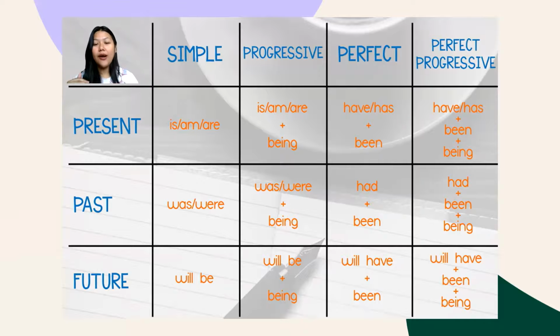Progressive is "to be" plus being, and if we're moving to the past, was or were plus being, future will be plus being. Perfect: present, have or has plus been, past had plus been, and future will have plus been. Perfect progressive, have or has plus been plus being. The perfect progressive for the past, had plus been plus being. And for the perfect progressive for the future, will have plus been plus being.